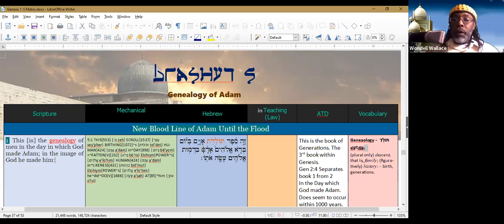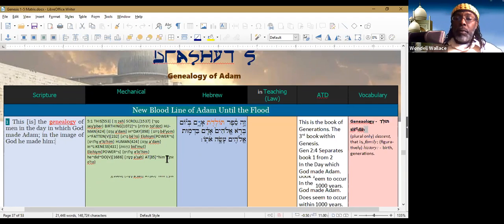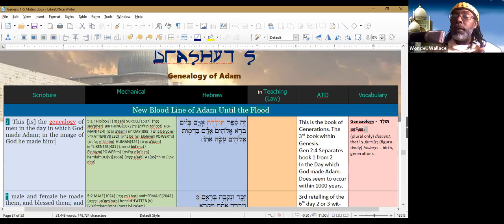This is the book of generations, the third book within Genesis. I addressed that already. Genesis 2:4 separates book 1 from 2. I think I said the first verse in the second chapter, but I was actually wrong. It's actually the fourth verse of the second chapter that separates book 1 and 2. If you read that, you know what I'm talking about.